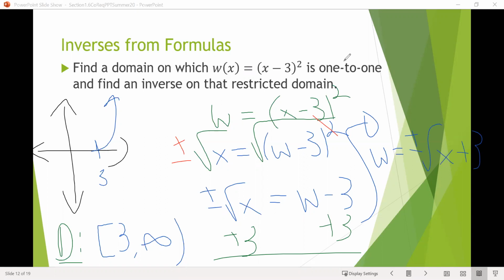And then in a function, we can't have plus or minus because that would give us multiple outputs for a single input. So we have to choose one of those, the plus or the minus. And which one are we going to use in this piece, do you think? Well, we used the right-hand side of the graph here, which is the positive side of the graph, or the part where it's increasing, right? So for the inverse there, we're just going to use the positive. So our inverse function here will be w equals positive square root of x, plus 3.